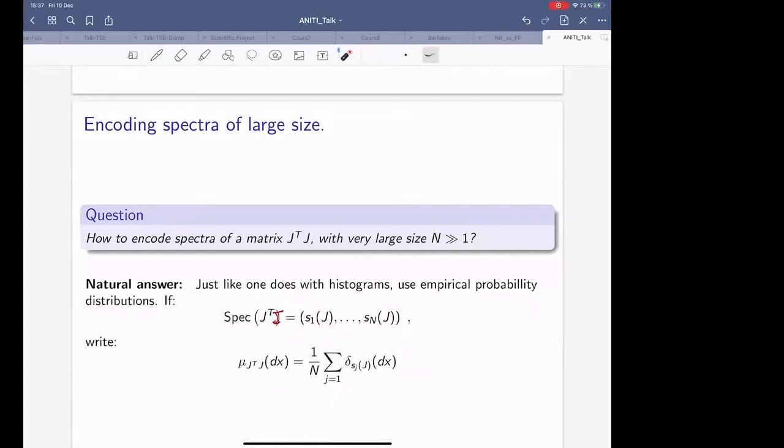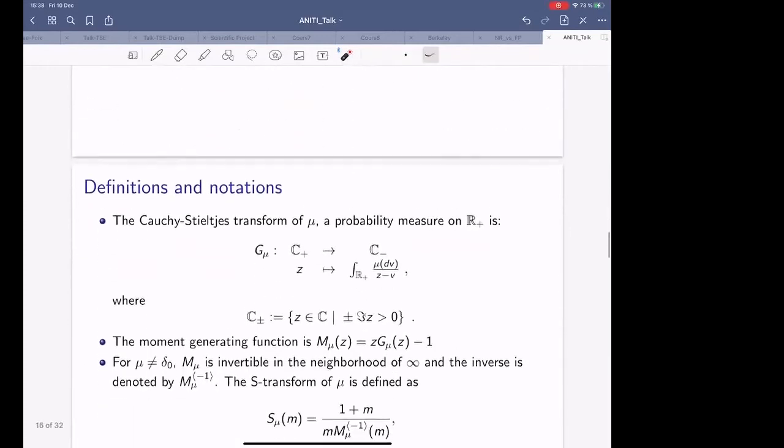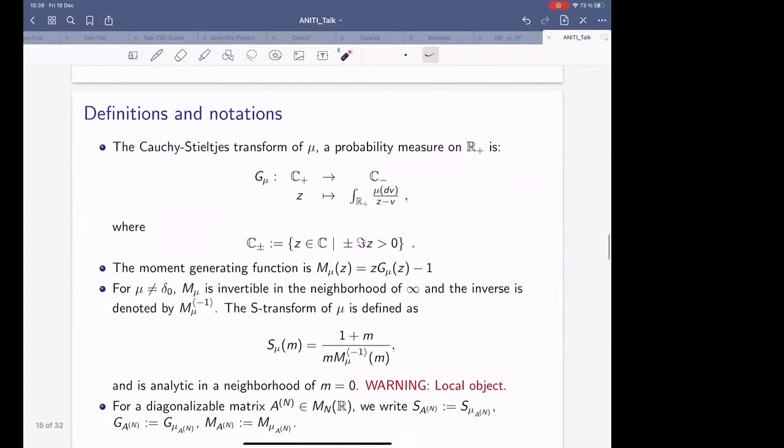If you have a large sample, in this case they're highly correlated, actually, you just describe it as a histogram.